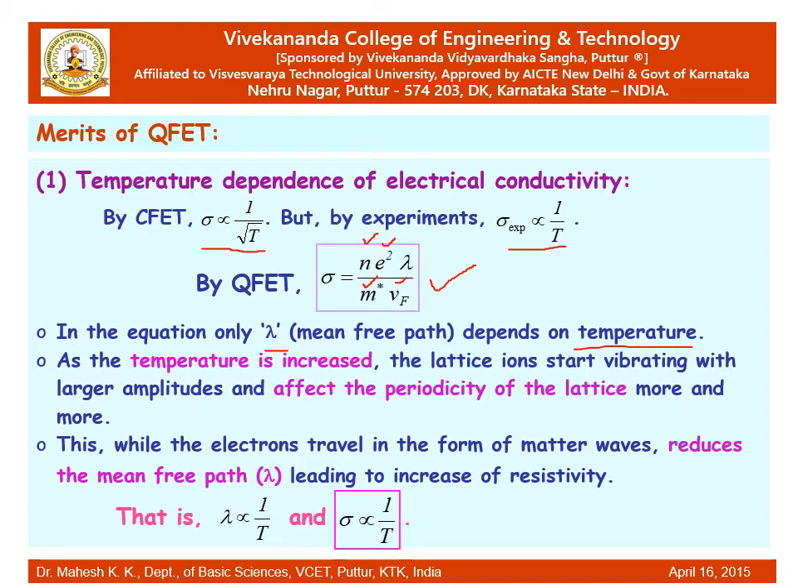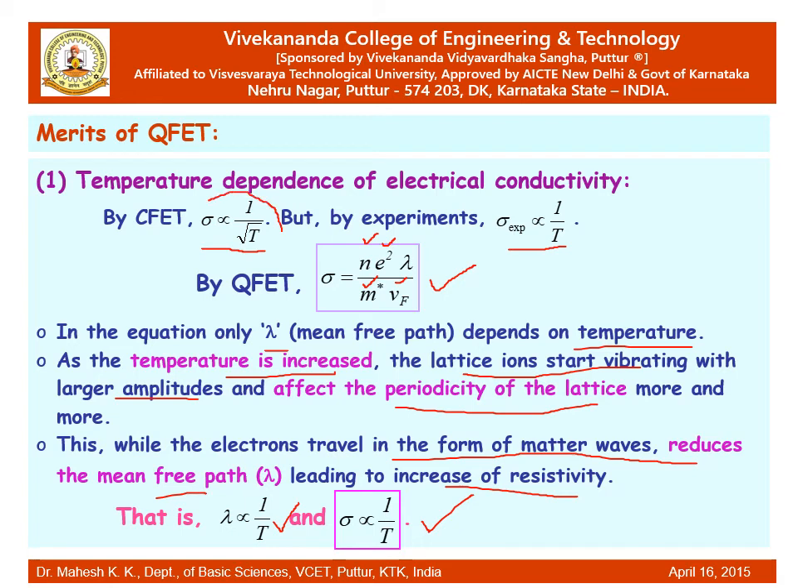As the temperature is increased, the lattice ions start vibrating with larger amplitude, which means more and more vibrations. That will affect the periodicity of the lattice. Thus, the electrons travelling in the form of a matter wave have a reduced mean free path, leading to an increase in resistivity. So lambda is inversely proportional to temperature, which means sigma is inversely proportional to temperature. That was not satisfactorily explained by classical free electron theory. With quantum free electron theory it is explained very well, and that is one of the successes of quantum free electron theory.